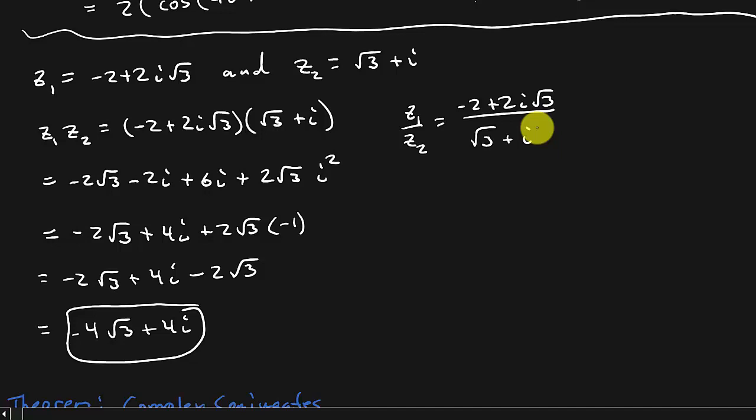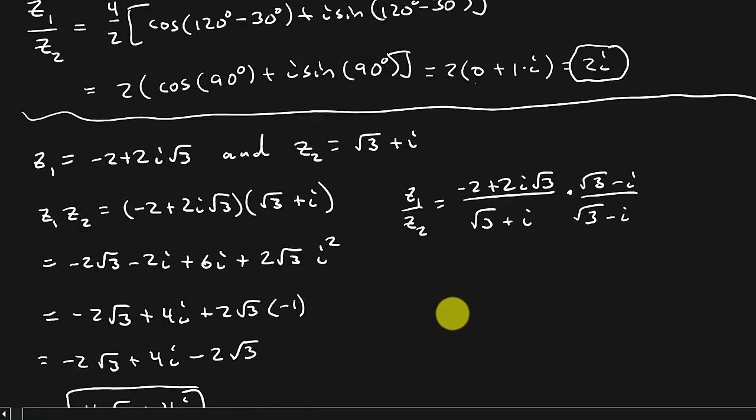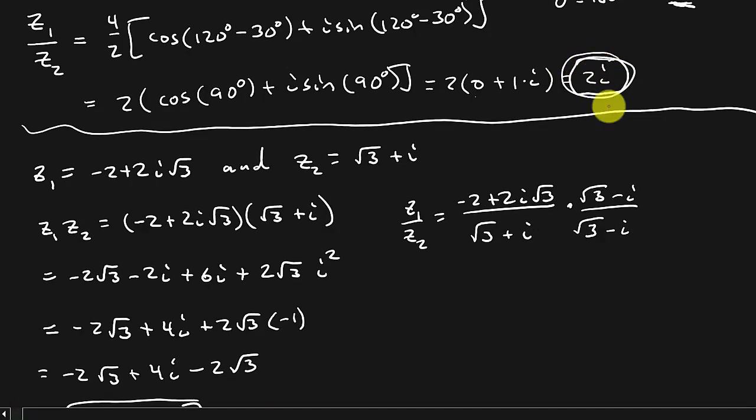But I'll get you started on it. Remember this? Well, what do you do? You multiply by the conjugate. Whoop, that's not right. You multiply by the conjugate of the denominator. Remember that? And then once you do that out, you'll get 2i as an answer.